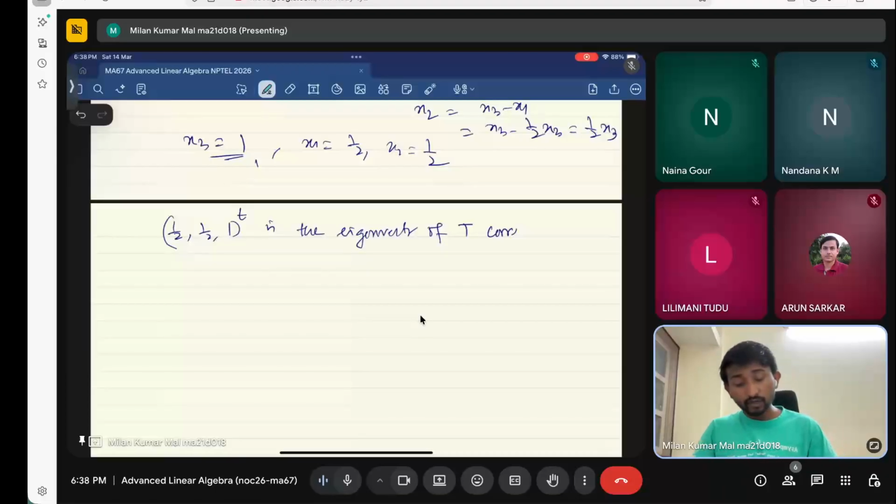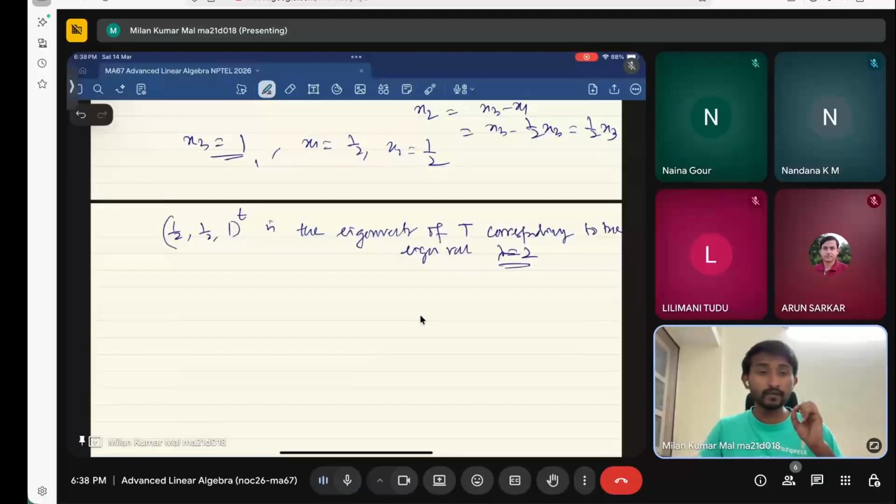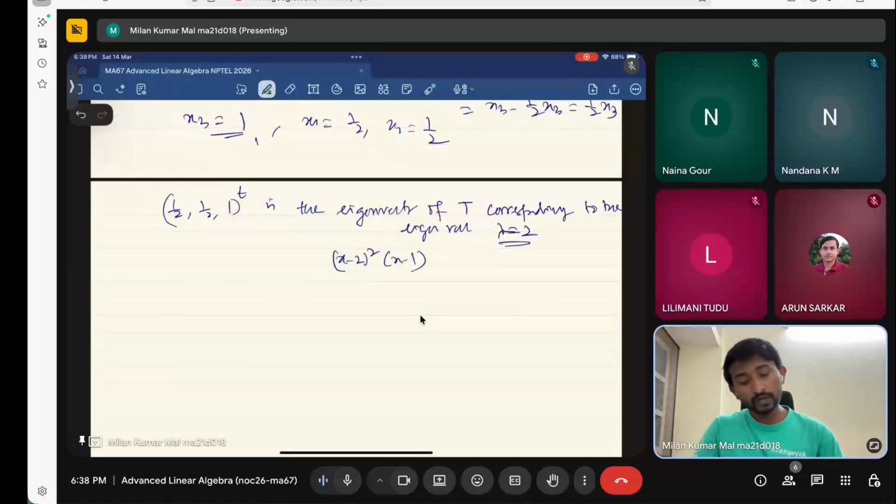So if you look carefully, what is the characteristic polynomial? (x minus 2) square, (x minus 1), right? So what are the possibilities of the minimal polynomial? The minimal polynomial should have the same factors. So the minimal polynomial will be either (x minus 1)(x minus 2) or (x minus 2) square (x minus 1). These are the two possible ways of the minimal polynomial.